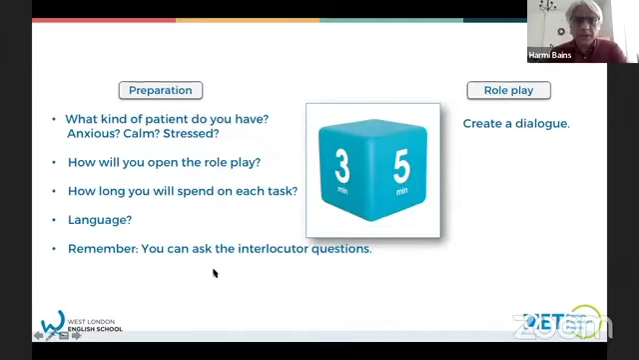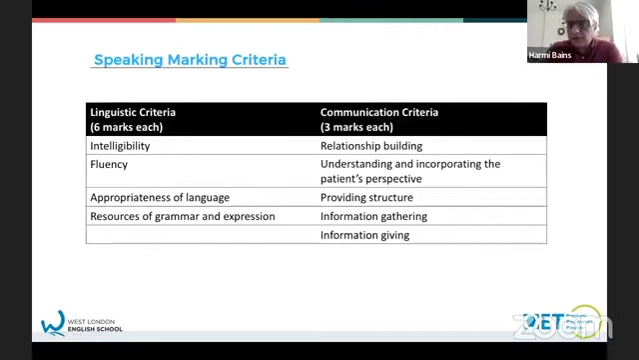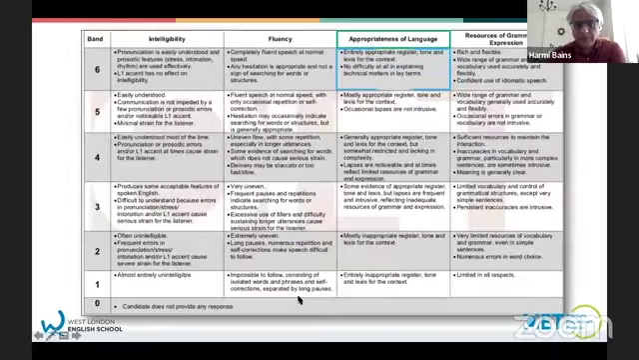So let's move on, because in this lesson, really what we're going to do is look at some useful language. And this is the marking criteria. This is a whole separate lesson, so we won't go into it, but you can see it's divided into two. You've got the linguistic criteria and you've got the communication criteria. I'm just going to zoom in and show you something about the linguistic criteria here. This is the linguistic criteria, and you can see at the top, appropriateness of language.